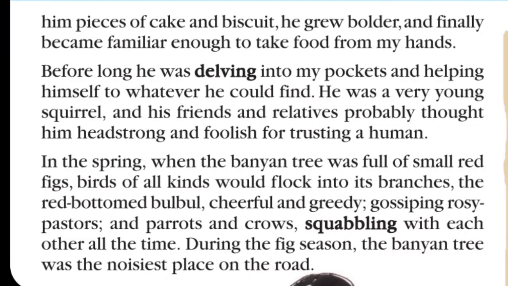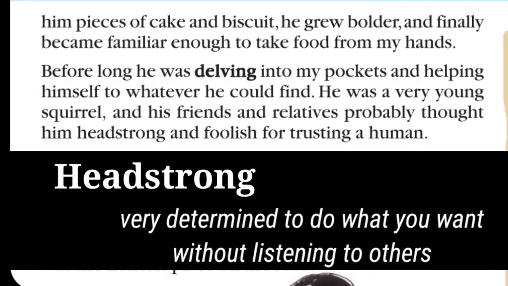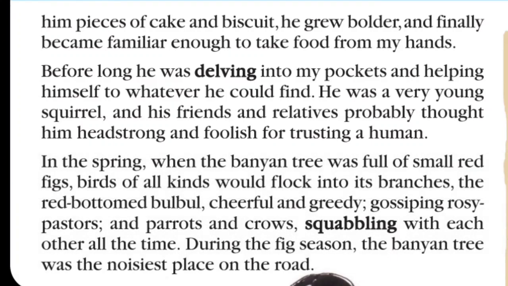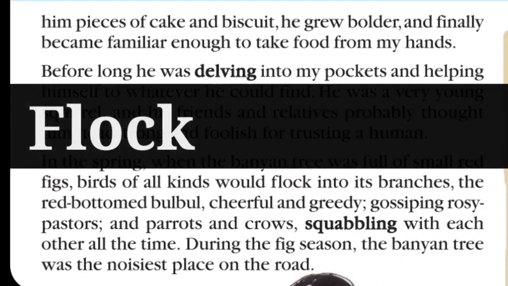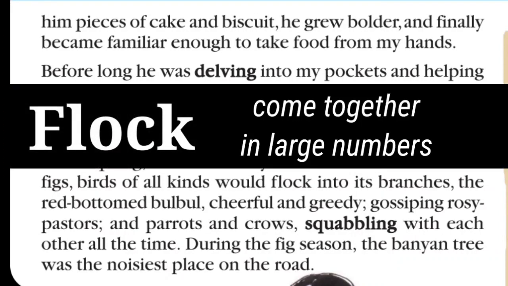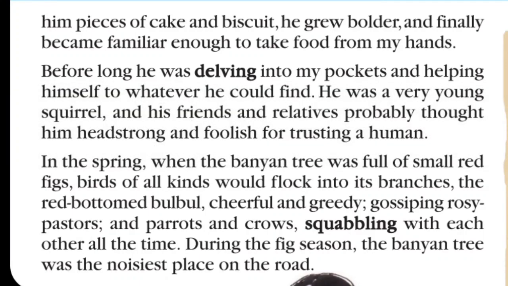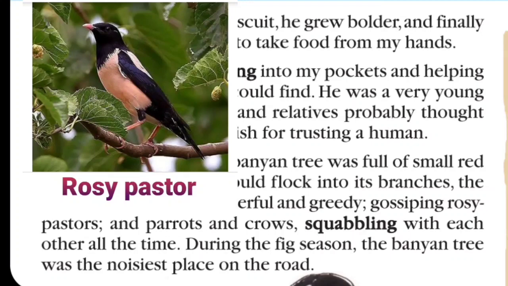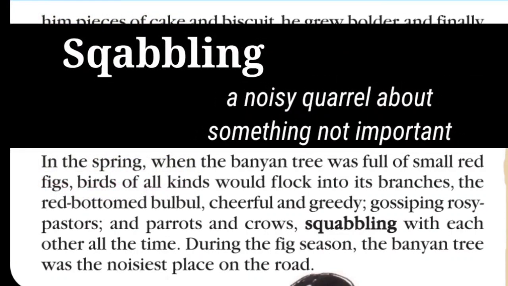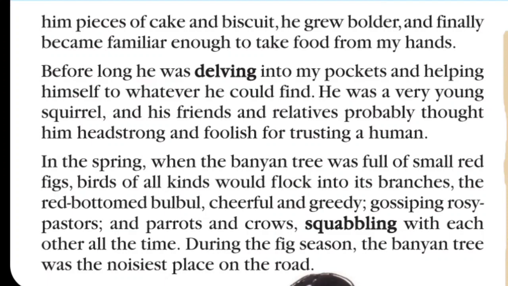He was a very young squirrel, and his friends and relatives probably thought him headstrong and foolish for trusting a human. In this paragraph, he says about his friendship with a squirrel. In the spring, when the banyan tree was full of small red figs, birds of all kinds would flock into its branches. The red-bottomed bulbul, cheerful and greedy, and parrots and crows squabbling with each other all the time. During the fig season, the banyan tree was the noisiest place on the road.